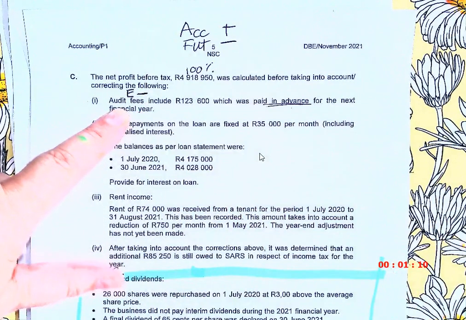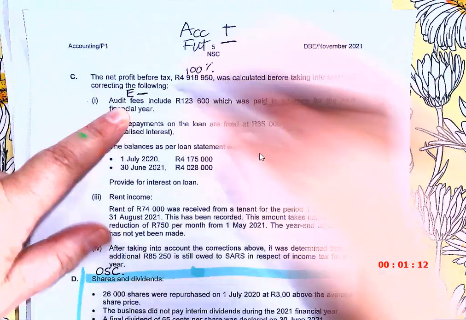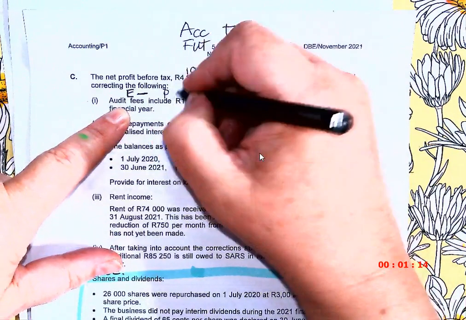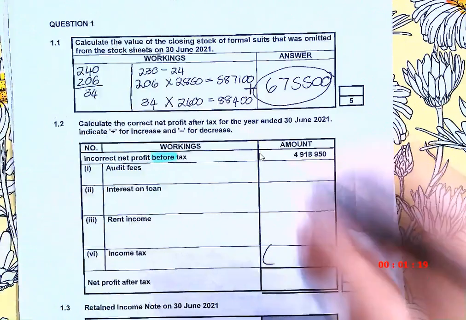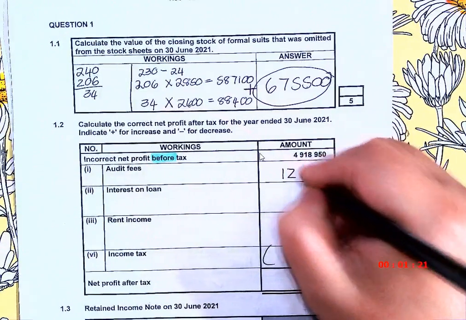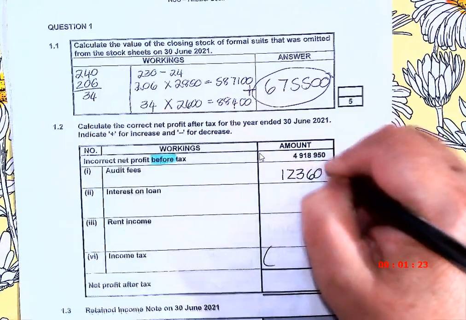And if an expense becomes less, what happens to the profit? It increases. It becomes more. So here I'm going to plus 123,600. Okay?